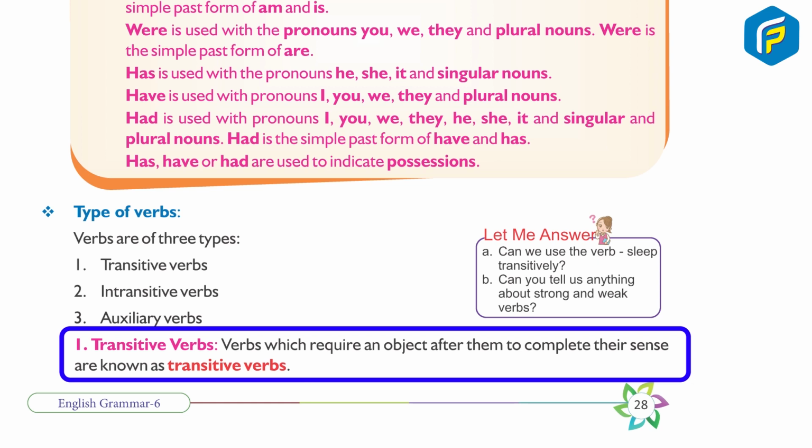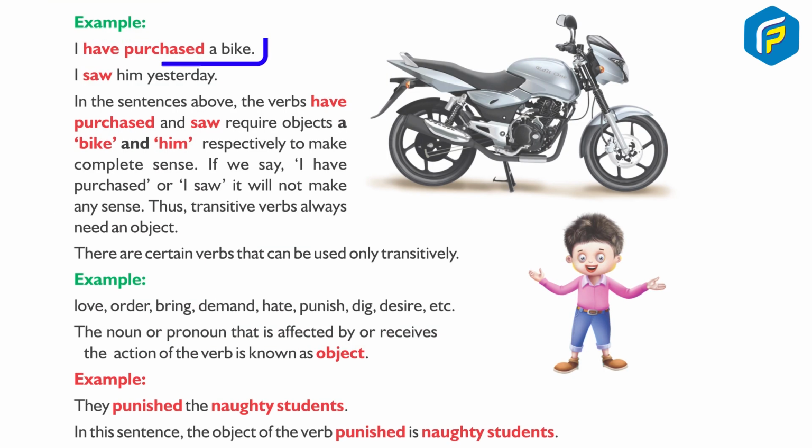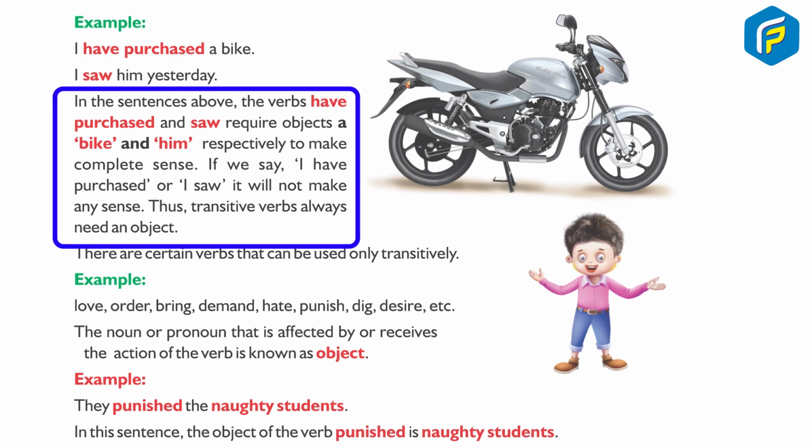1. Transitive verbs. Verbs which require an object after them to complete their sense are known as transitive verbs. Example: I have purchased a bike. I saw him yesterday. In the sentences above, the verbs have purchased and saw require objects, a bike and him respectively, to make complete sense. If we say I have purchased or I saw, it will not make any sense. Thus, transitive verbs always need an object.